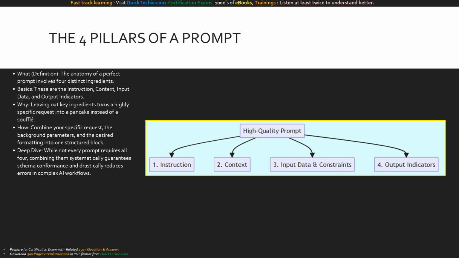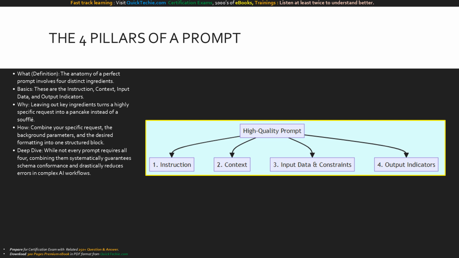The anatomy of a perfect prompt is built on four foundational pillars: the context, the specific request, the constraints, and the desired output format. Think of this like a recipe. If you leave out key ingredients, your soufflé becomes a pancake. We will explore each of these pillars one by one.